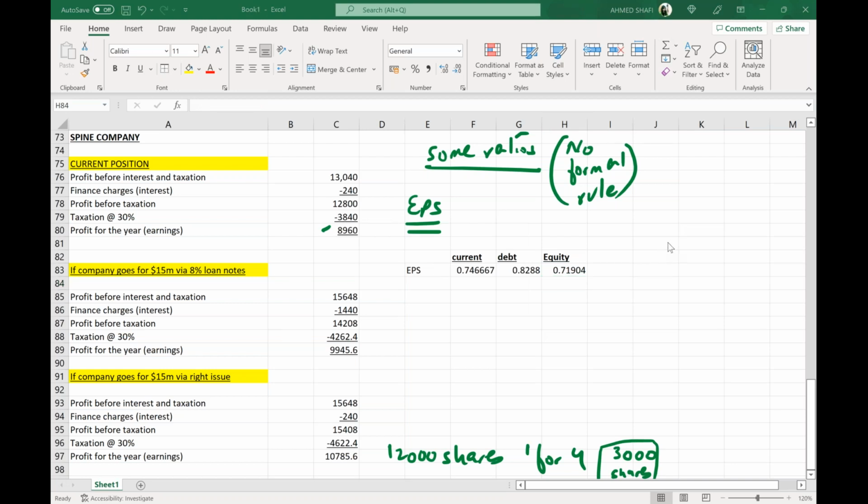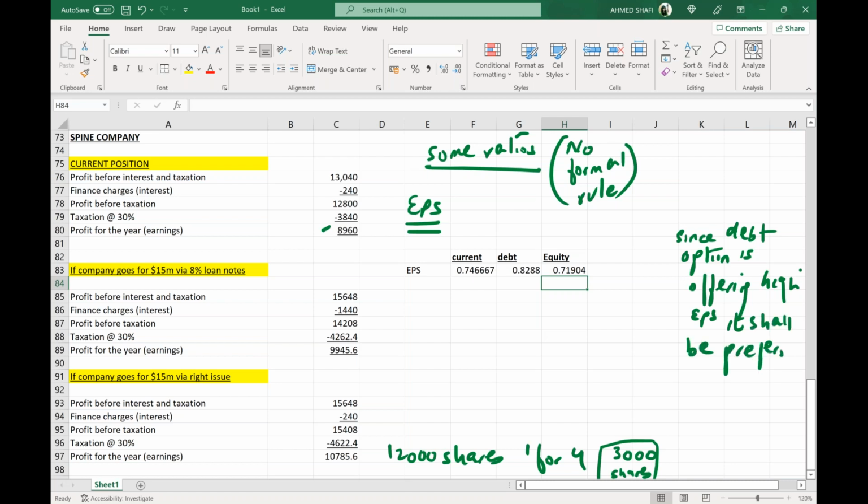So as you can see, you have a point here: since the debt option is offering a higher EPS, it shall be preferred. Obviously, other ratios may give some different conclusion, but whatever ratios you are computing, you need to state the conclusion according to that. Since the debt option is offering a higher EPS than the equity option, this ratio suggests that the company should go for the debt option.